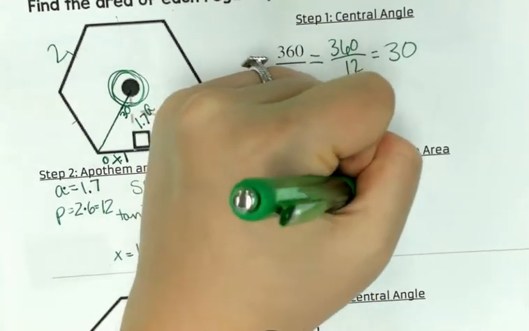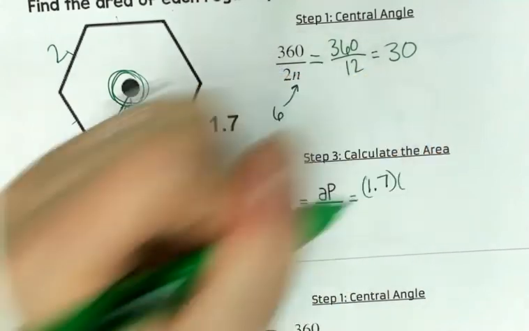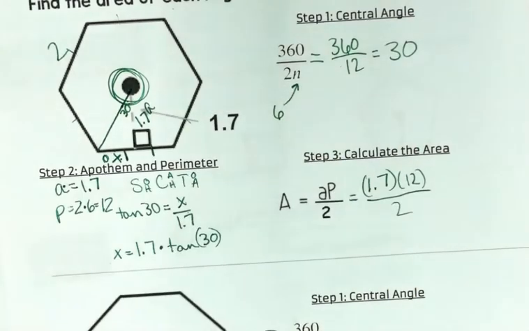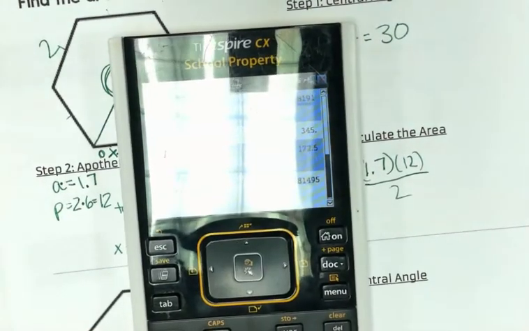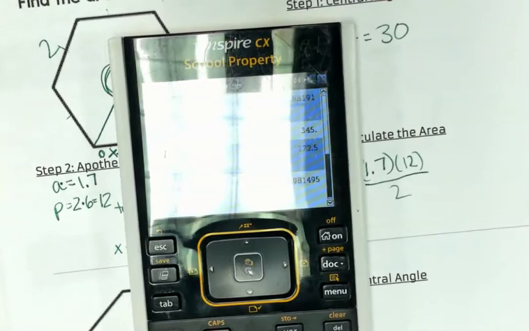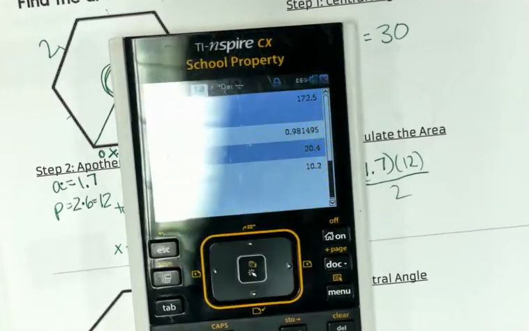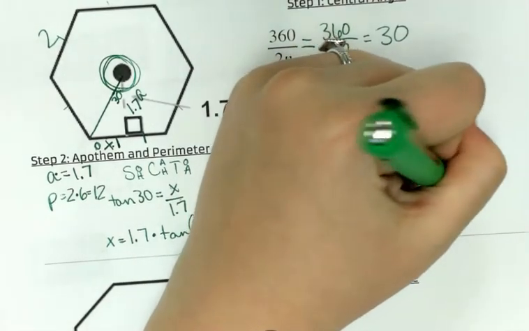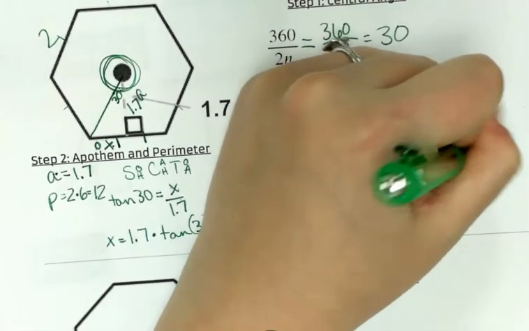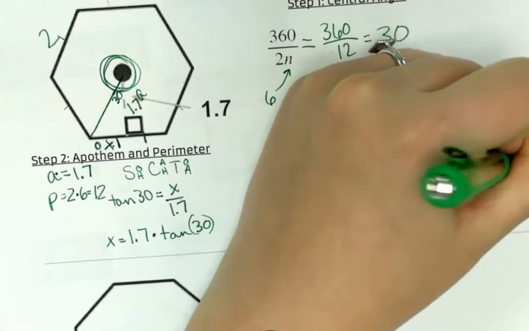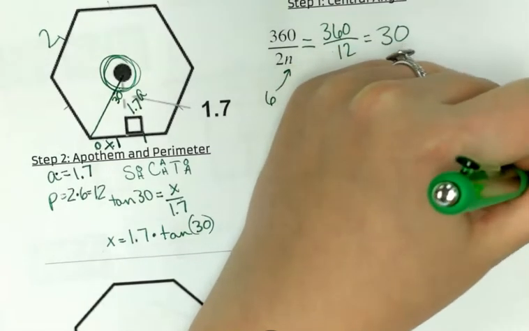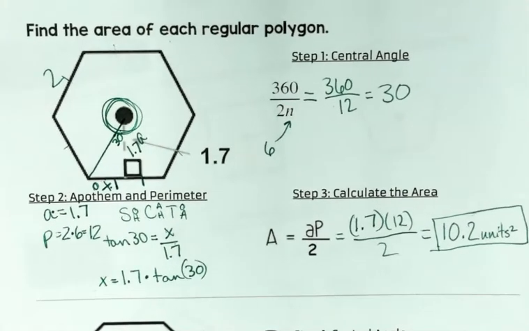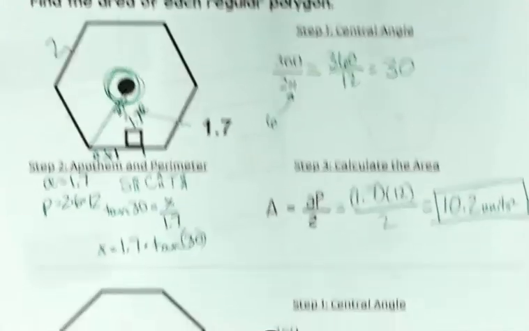So our apothem is 1.7. Our perimeter is 12. Divide all that by 2. So 1.7 times 12 divided by 2 is going to equal 10.2 units squared. All right, almost done. On to the last problem.